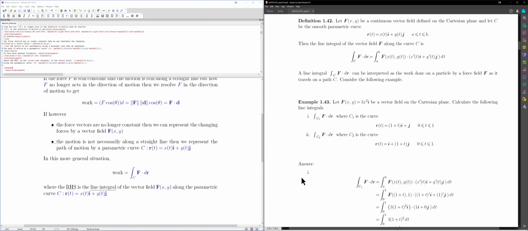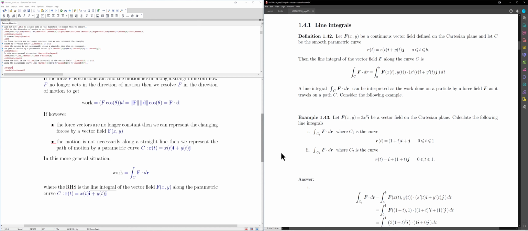All right, so we saw the interpretation of a line integral as work done along a parametric curve C, where the work is done by forces specified by a vector field as a particle moves along C. That's your intuition, an interpretation of what this line integral is. But now we want to actually calculate, so we want to be able to work out problems using line integrals.